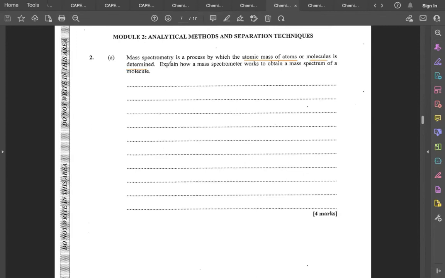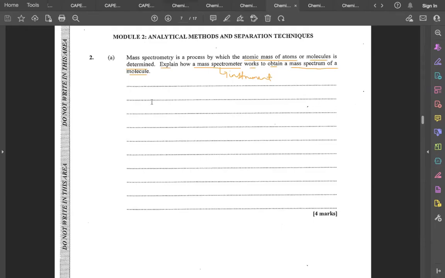Spectrometry. So the first thing this is asking us is to explain how a mass spectrometer works. That's the instrument that we use to do mass spectrometry. So this is our instrument, and they want us to explain how this works to obtain a mass spectrum of a molecule. So let me just give you a run-through of the steps.